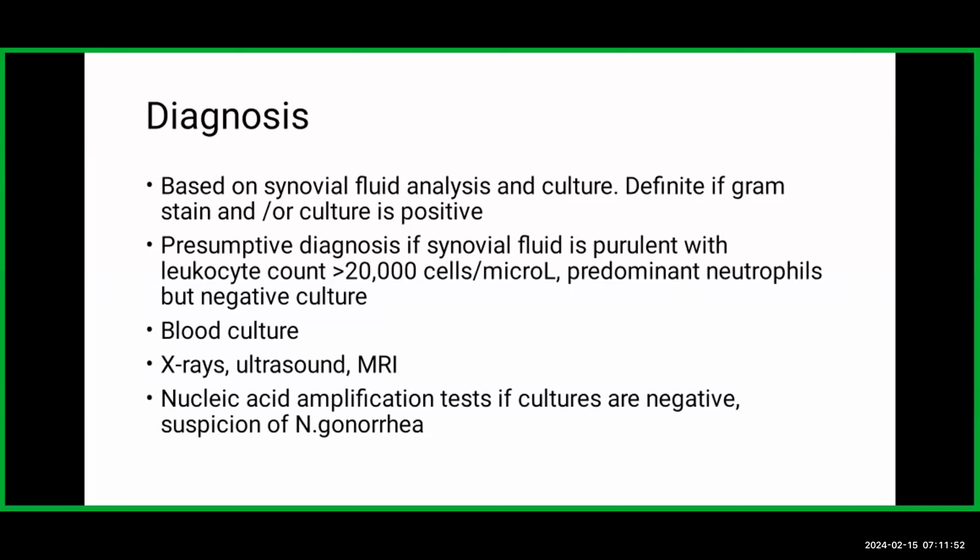So the diagnosis could be presumptive if synovial fluid is purulent with a leukocyte count of greater than 20,000 cells per microliter with predominance of neutrophils and a negative culture. So even if that is present, it shouldn't deter the use of antibiotics. Then blood culture could also be done to increase the yield, and it's advised to take at least 2 sets for both aerobic and anaerobic assays.